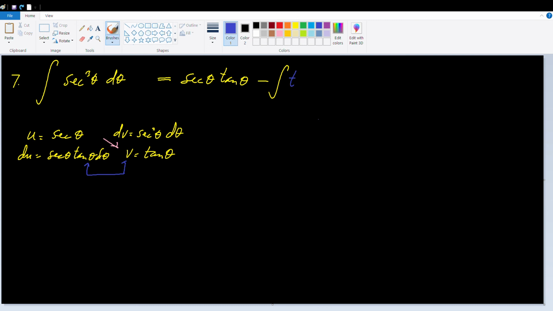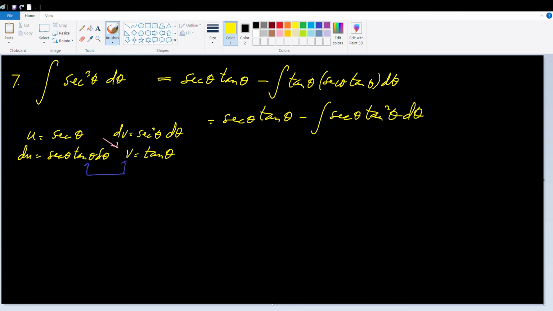Okay, sorry. Tangent theta times secant theta tangent theta d theta, or secant theta tangent theta minus the integral of secant theta tangent squared theta d theta. So the degree here is still 3. Secant raised to 1 times tangent squared, so the degree actually is 3. The original integral is also of degree 3.